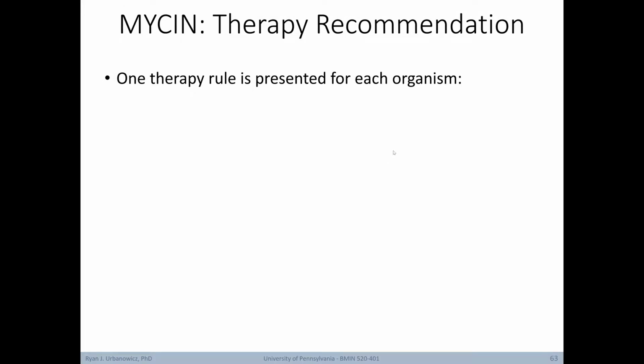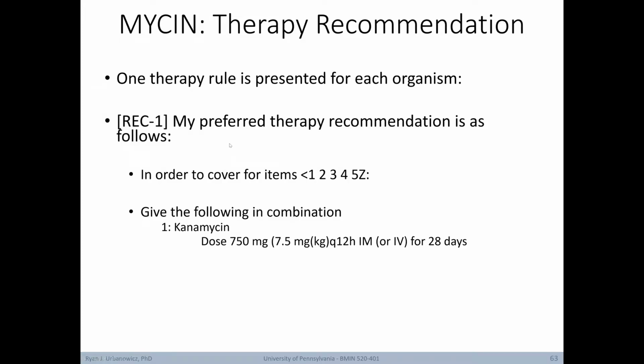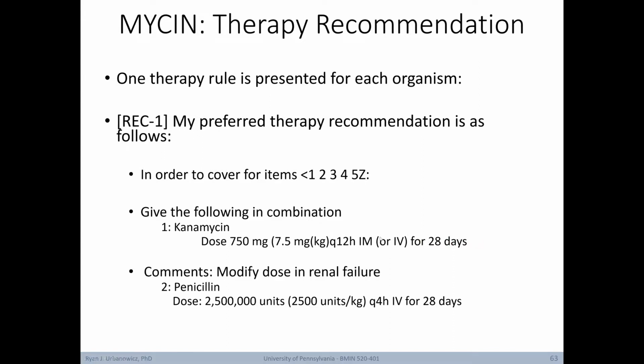Now let's look at MYCIN's therapy recommendation. Here, one therapy rule is presented for each organism. So for recommendation 1, "my preferred therapy recommendation is as follows." First, the therapy recommendation might point to important facts or rules in the rule base that this preferred therapy is trying to cover for. Then it explicitly gives the therapy recommendation, in this case, kanamycin with a dose of 750 milligrams for 28 days. The system can also provide comments for the recommended therapy, in this case modifying the dose in the case that renal failure occurs, and switch to penicillin with a dose of this many units for 28 days.